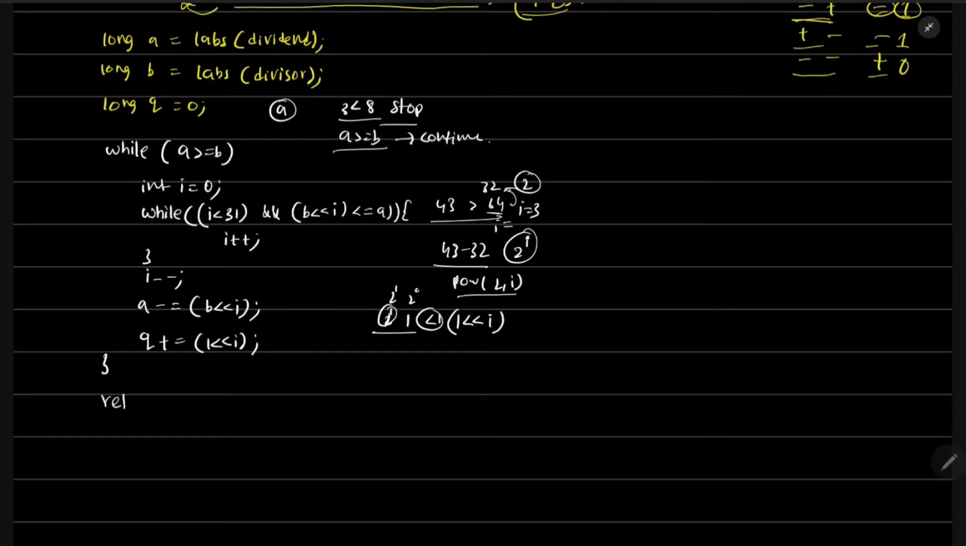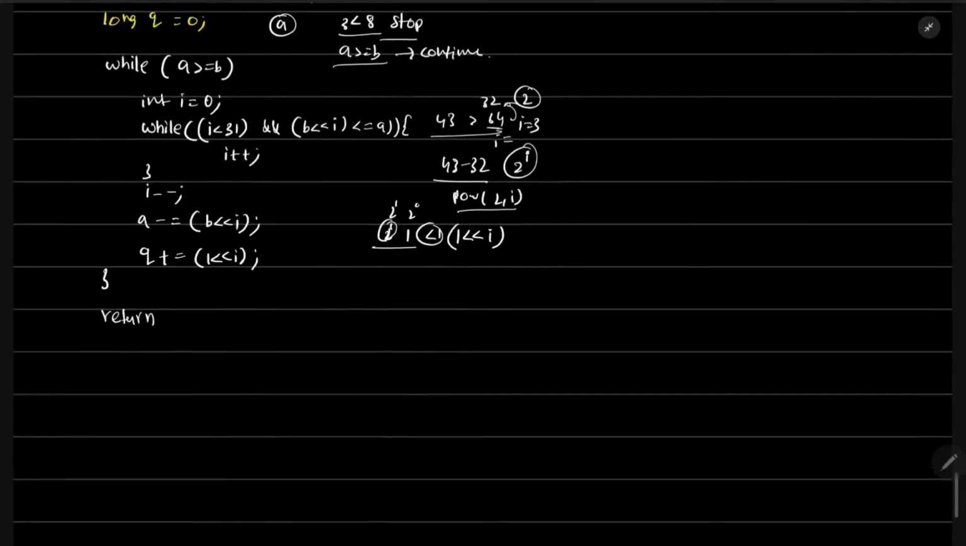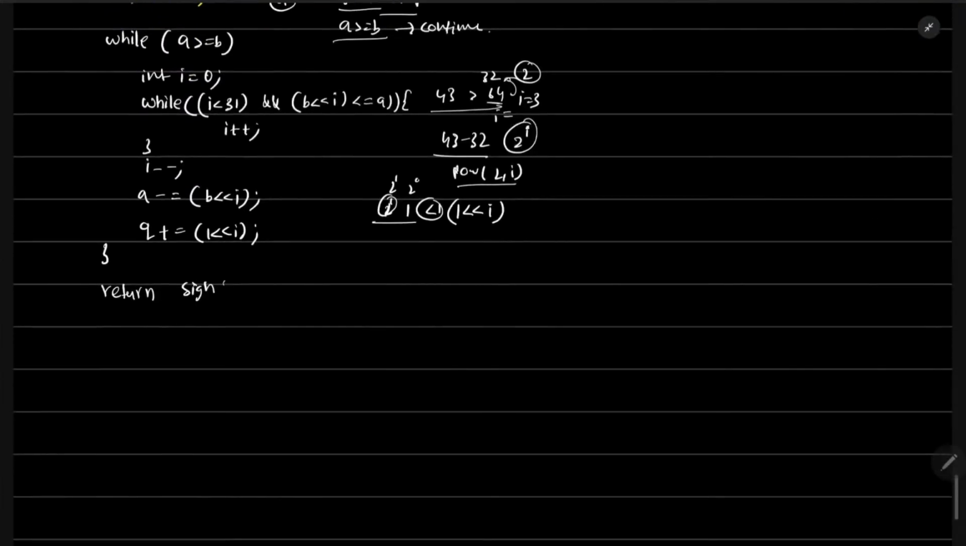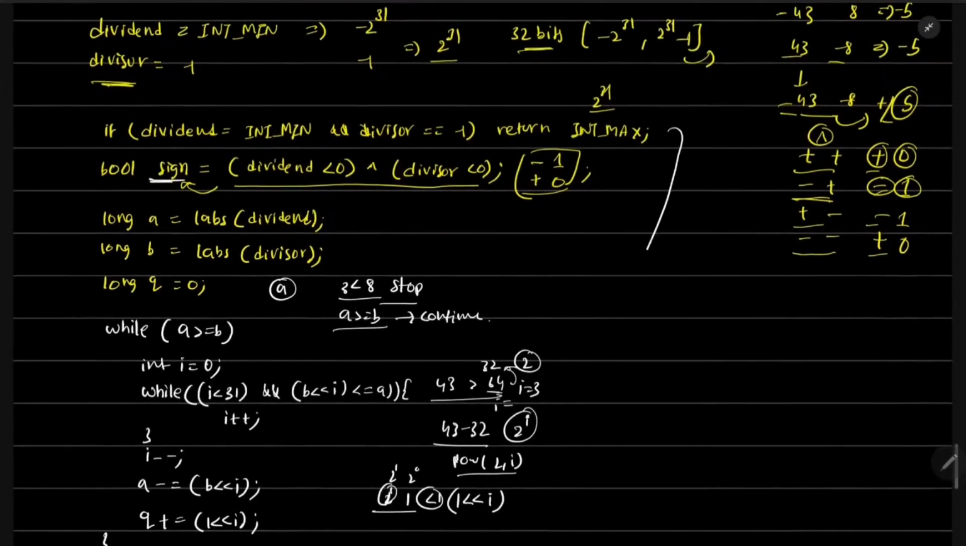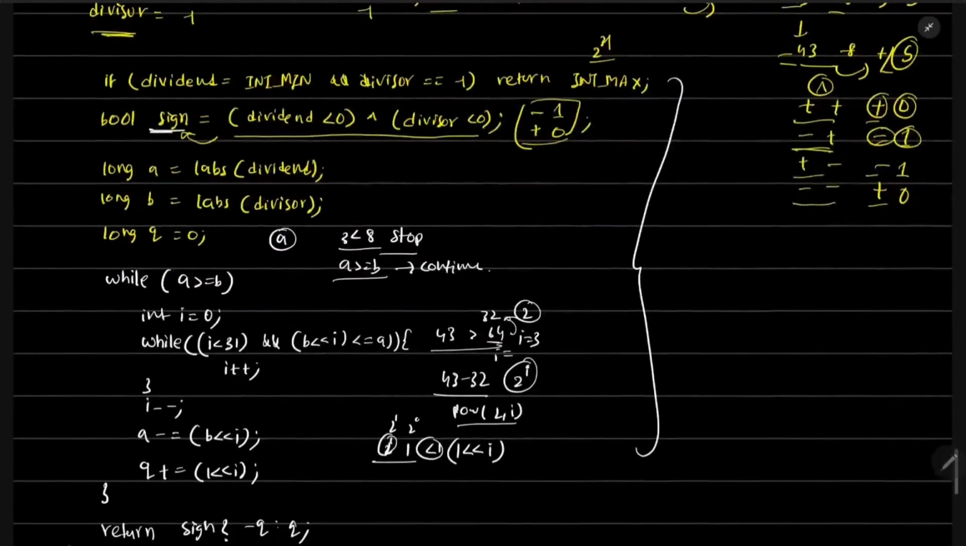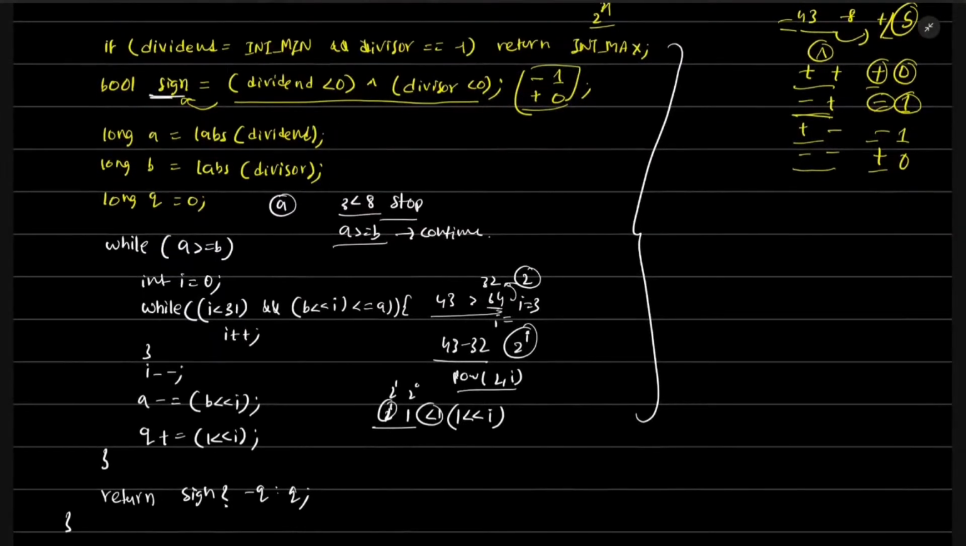Now you have to return the coefficient, right? But wait, we need sign also here. So if sign is 1, then it is a negative value, right? Minus q, else it is normal. So this is the code for finding the coefficient without using multiplication, division, or modulo operator, right? The time complexity will be big O of log n again. Space complexity will be big O of 1 again, right?